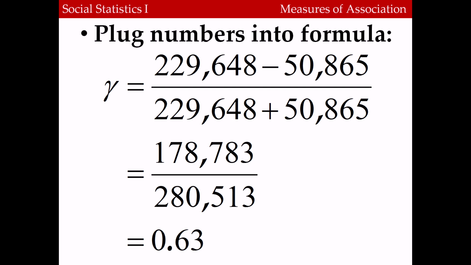So now we can just plug those values into our formula. And so recall that NS was 229,648. ND was 50,865. To calculate gamma, we would just take their difference in the numerator and divide it by their sum in the denominator. And when we do the arithmetic, we get a value of 0.63.